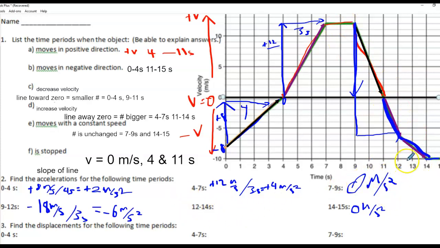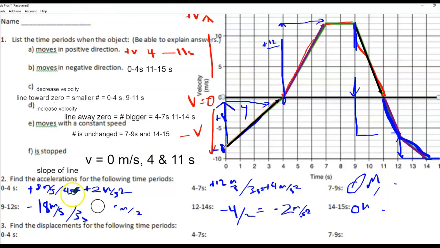Finally, 12 to 14, it drops from 6 down to negative 10, so that's a minus 4 meters per second, and we're going to divide that by 2 seconds of time, so that's a negative 2 meters per second squared. So those are all the accelerations that you would have for that problem. Let me erase all the ink and start over on the last one.